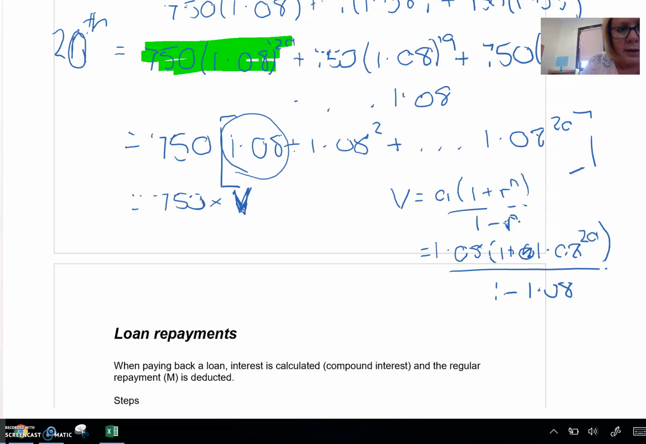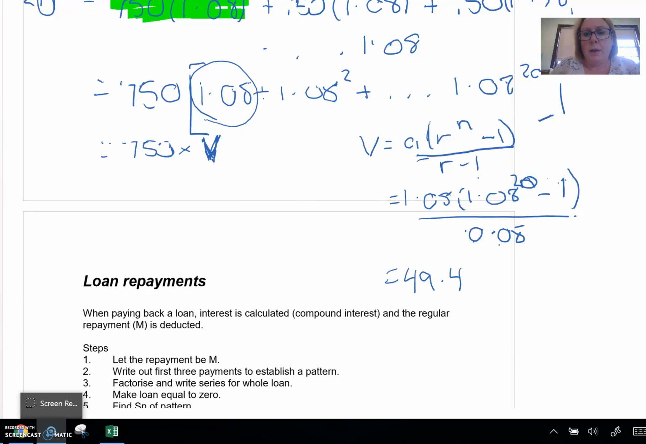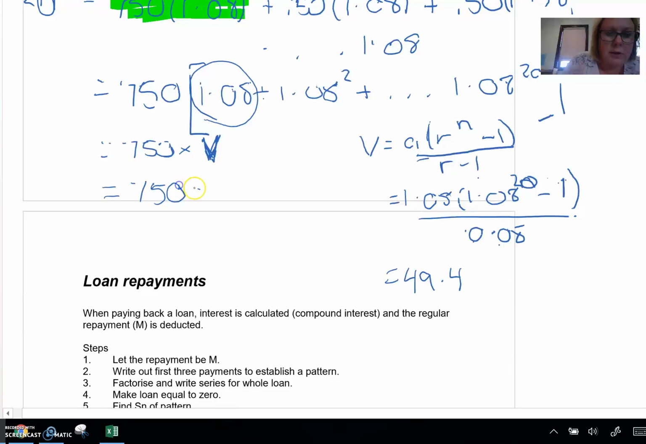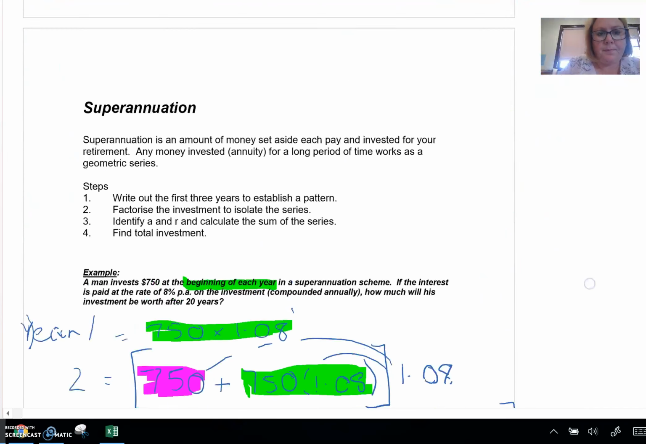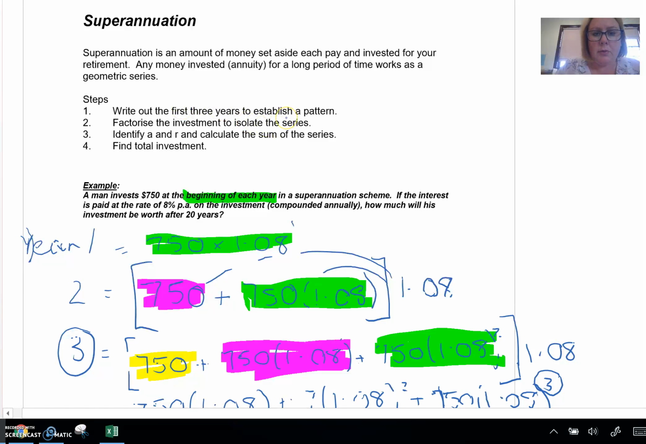I'll put that in my calculator. Okay, I put the wrong formula in here. I just thought I remembered it, and obviously I didn't. So it's A R to the n minus 1 on R minus 1, and you get at the end 49.4. So how much do we have at the end? We have $750 times by this sum, 49.4. And you get $37,067.20.